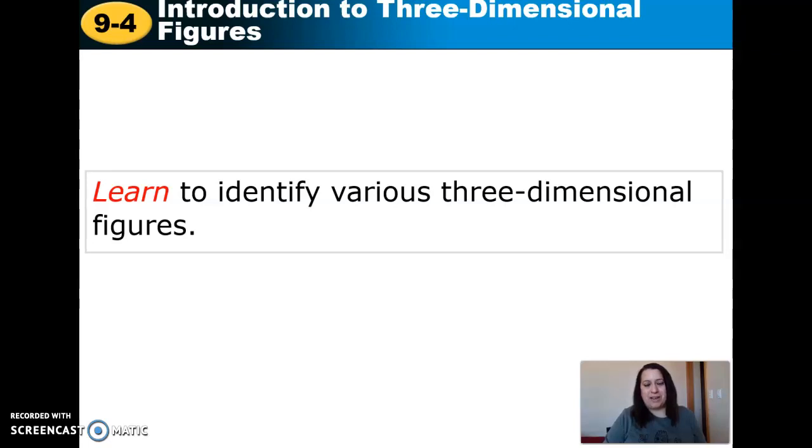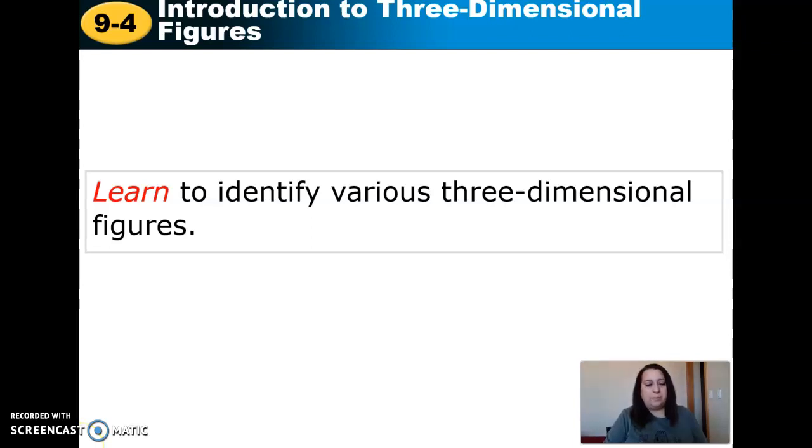We are moving on to 9.4. I think you guys will really like this lesson today. It's a lot of just identifying shapes, learning about different three-dimensional shapes and how we name them. We're moving past just a cube or a pyramid. We're going to actually name them properly.